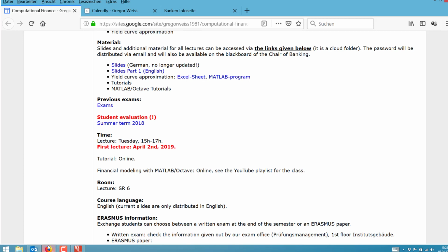There's one Excel sheet and a MATLAB program already on the website. We'll be uploading maybe a couple more programs and data sets, so you can use these data and these programs yourself in MATLAB. And the tutorials in MATLAB, Octave tutorials, those tutorials will come later this semester.